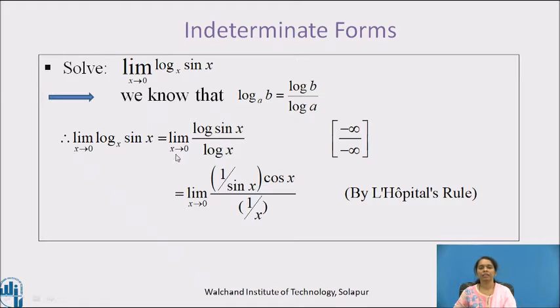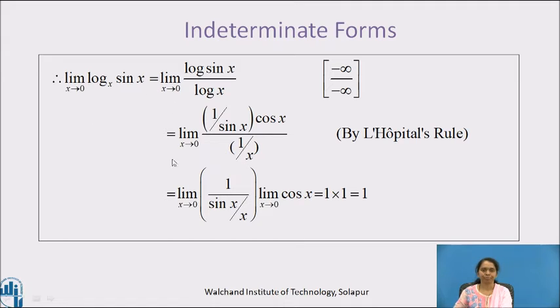Now if you put x equal to 0 in the respective places, then we'll get the form minus infinity by minus infinity, which is an indeterminate form, and therefore by using L'Hospital's rule, it is equal to limit x tends to 0 of (1 upon sin x into cos x) whole divided by 1 by x.